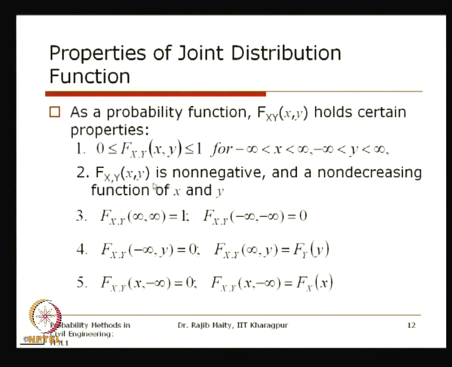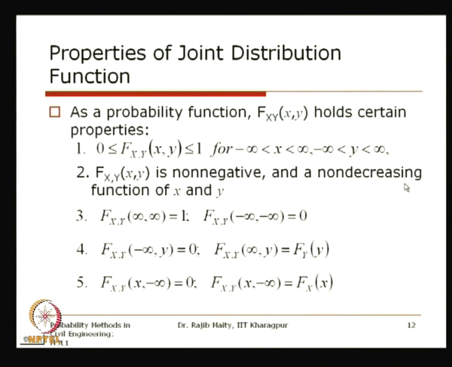Now this F(x, y) is a non-negative and non-decreasing function. The non-decreasing property is important because if we have two points, x1, y1 and x2, y2, where x2 is greater than x1 and y2 is greater than y1, then the F value at x2, y2 should be greater than that at x1, y1, in any case over this entire range. That is what is meant by a non-decreasing function.